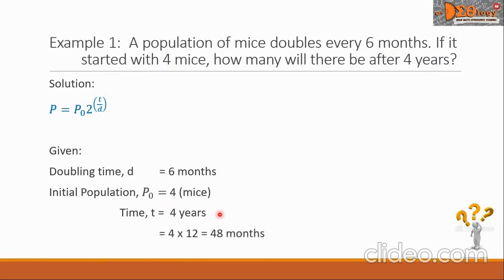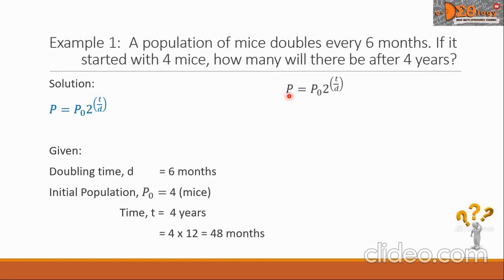Now let us make sure that the doubling time and the time given in the problem are of the same units. See, our doubling time is given in months. Let us convert this given time as years into months. And we know that in 1 year there are 12 months. So let us multiply these 4 years times 12. We will get 48 months. We can see now that the doubling time is given in months, and the time t is now measured in months.